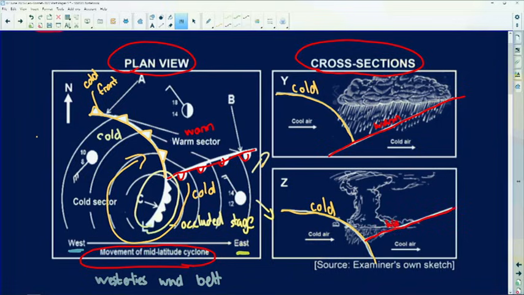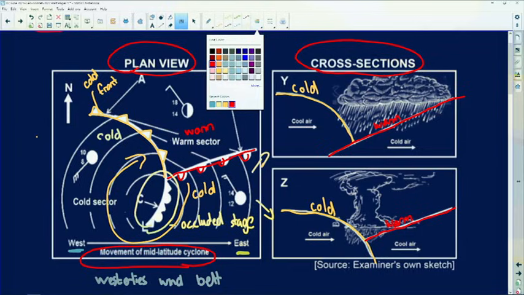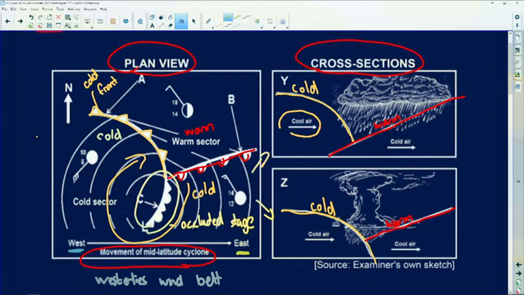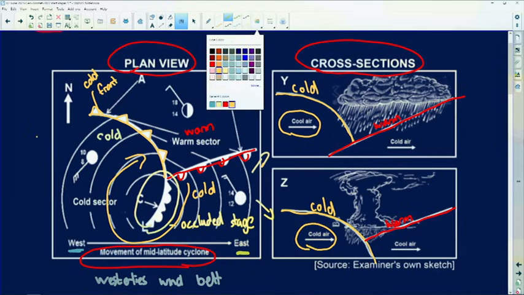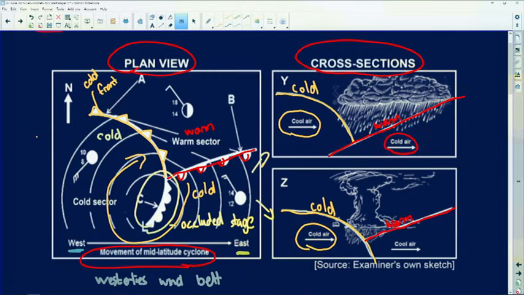Now, without looking at the questions, let's just quickly have a look at this. Pay attention to the temperature of the air. Cool air, cold air. Cold air, cool air. Now grade 12s, what we have here, we have two different types of occlusions. We have a warm front occlusion and we have a cold front occlusion. And it's so easy to identify which one is which. And I'm going to show you on these diagrams quickly.